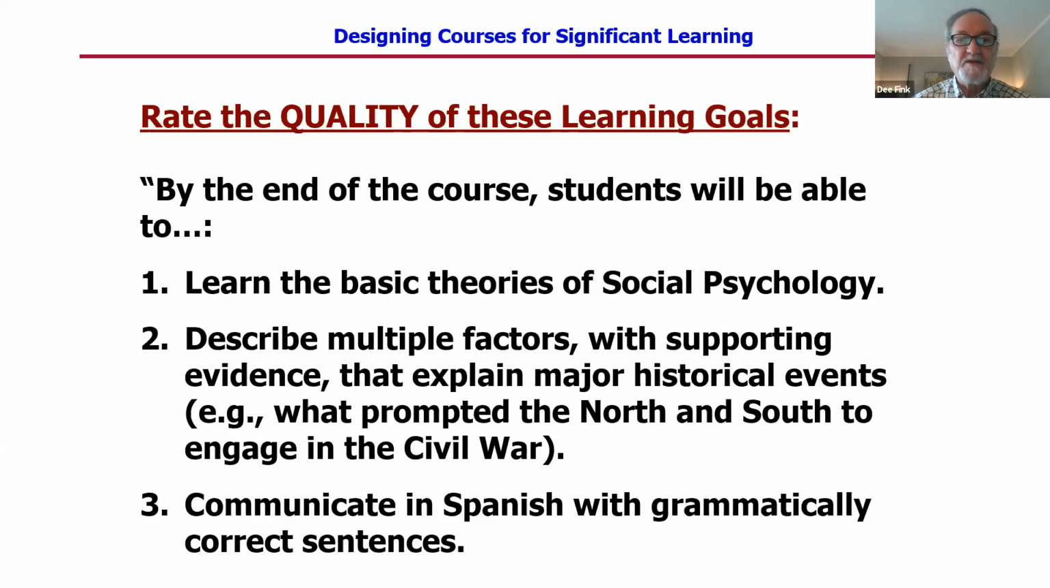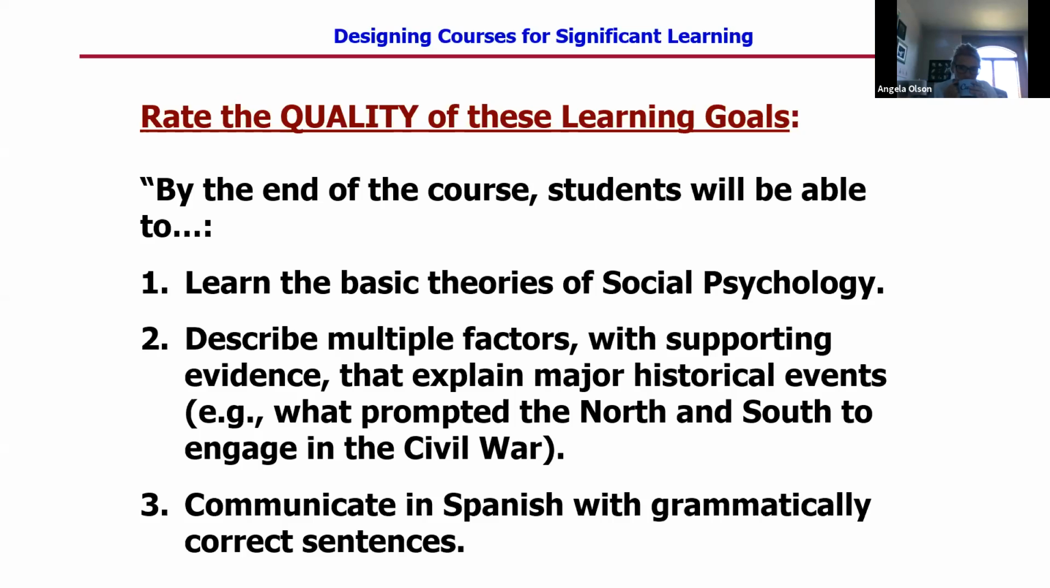Okay, let's just take these first. Number 1, learn the basic theories of social psychology. Let's just do a voice thing. Everybody unmute yourself and we'll see how the volume is. How many people would see that as a high quality learning goal statement? Just shout it out. No. Okay, medium? Okay, and I'll show my hand a little bit. One of these I meant to be poor, 1 medium, and 1 high quality. Low quality? Yes. Okay.